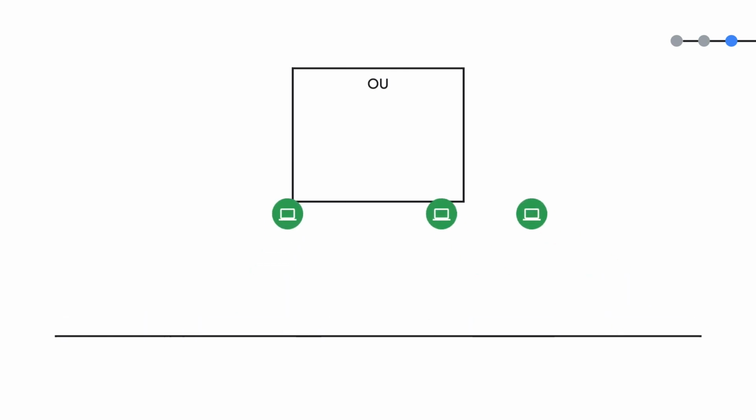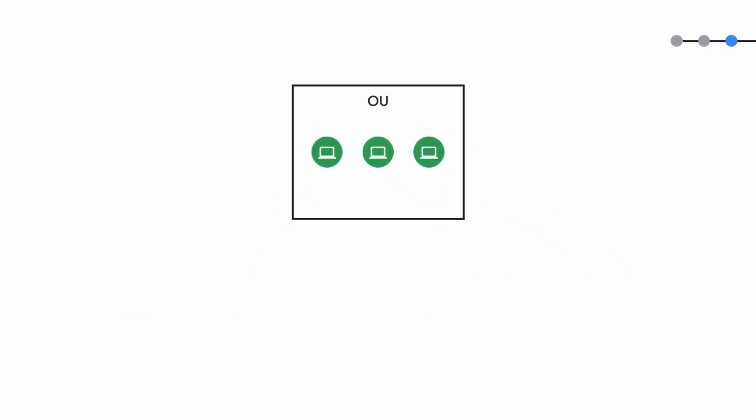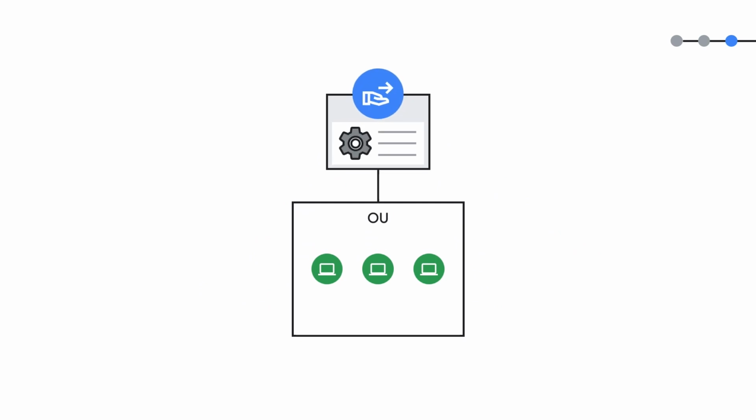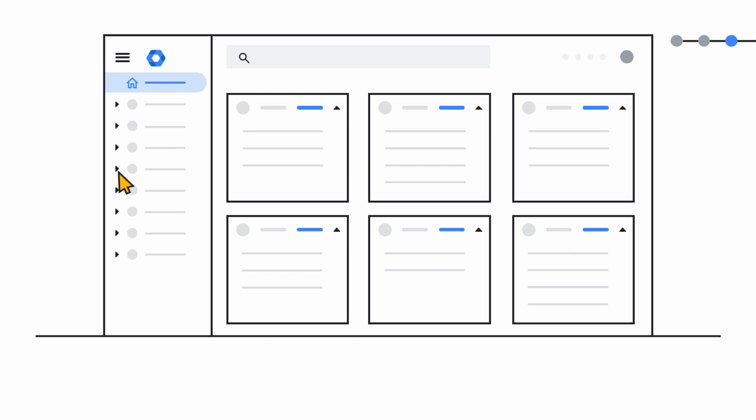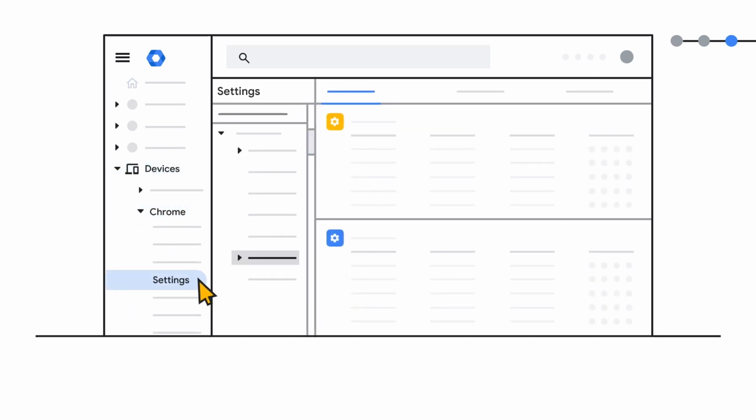Similar to kiosk mode, you'll need to place the relevant managed guest session devices in their own OU. You can then apply managed guest session settings to devices in that OU by navigating to Devices, then Chrome, then Settings, and then to Managed Guest Session Settings. Select the OU that you want to set up for managed guest sessions, and then update the relevant settings.